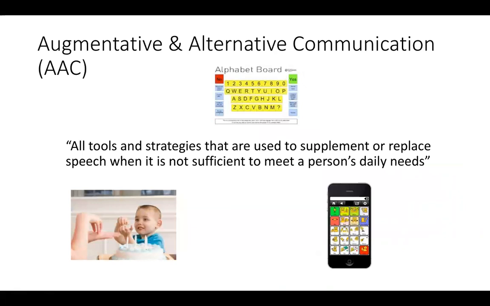So it refers to all tools and strategies that are used to supplement or replace speech when it's not sufficient to meet a person's daily needs. And I wanted to highlight a few parts of that definition. So first, the tools and strategies part. So AAC, yes, it refers to tools, things like devices or pictures, but it also refers to strategies, so the way that people can communicate more efficiently and effectively.